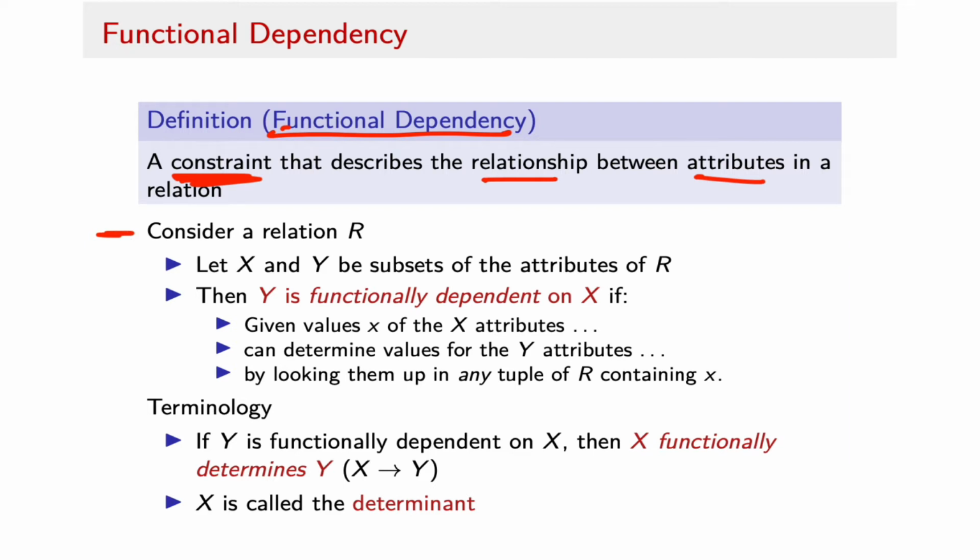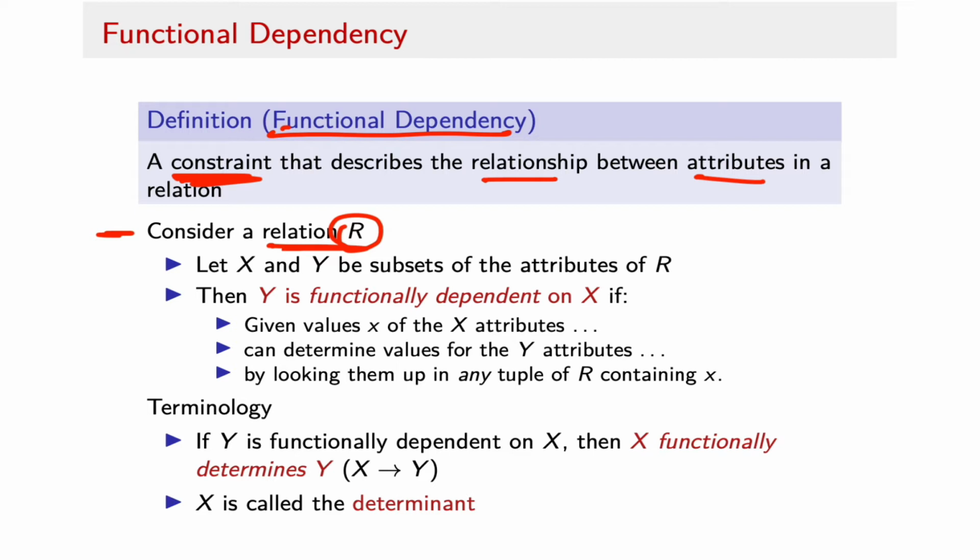So we're going to just assume some relation R, right? You could think about the employee database if you want, or the order database that we've been talking about. So R, that relation, has some attributes in it, right? The first name, last name, employee ID, hire date, whatever it happens to be.